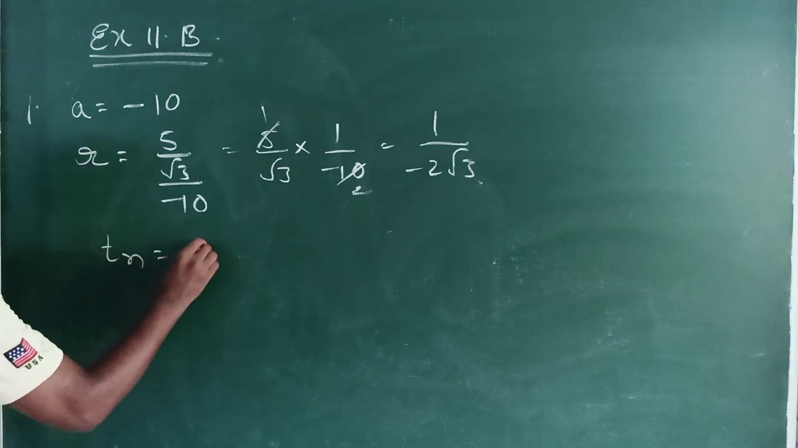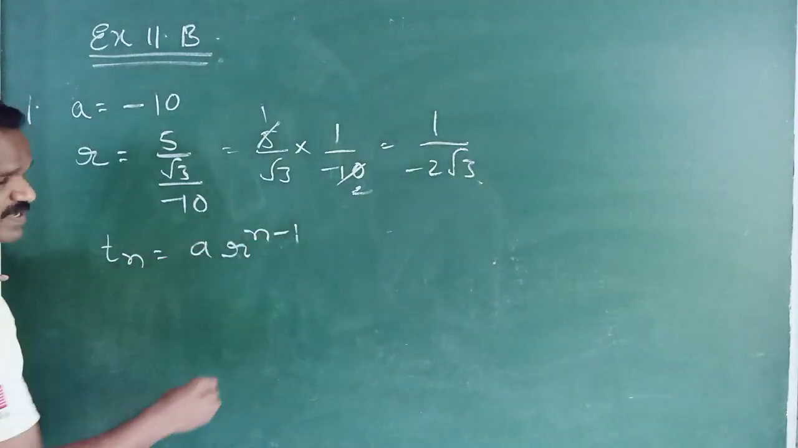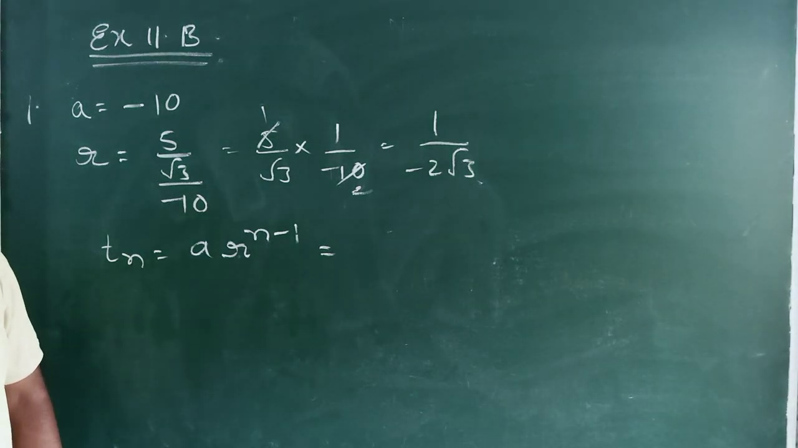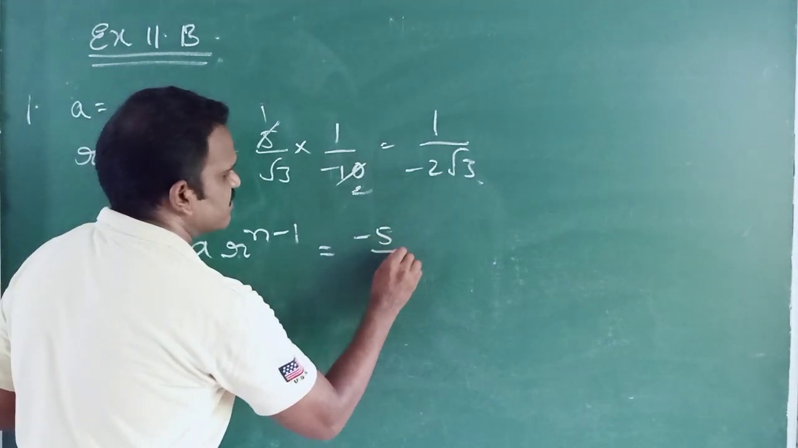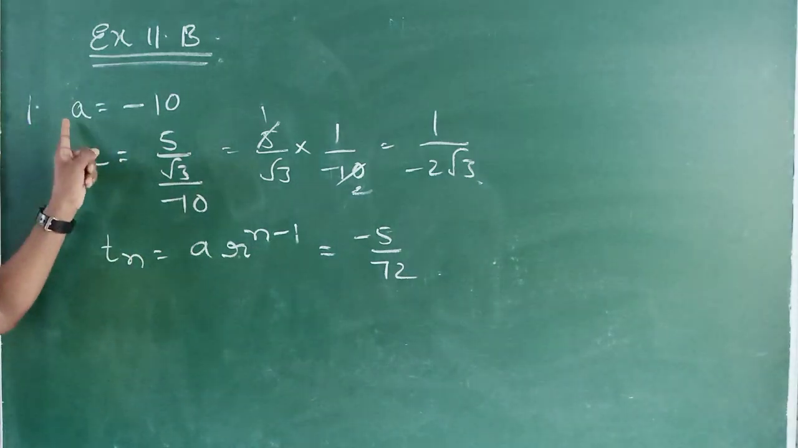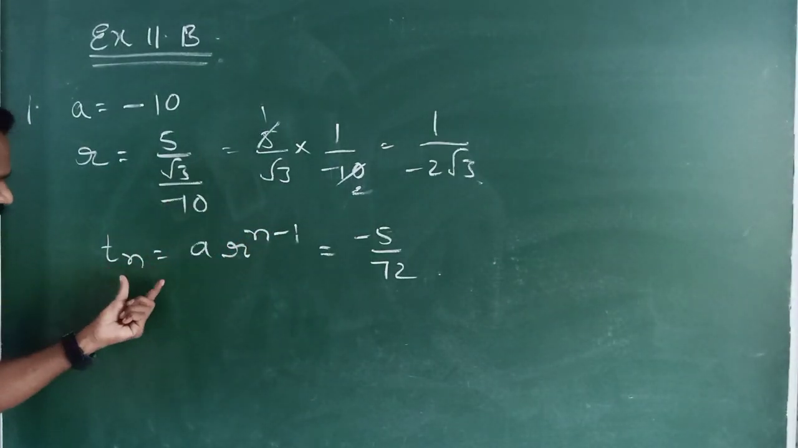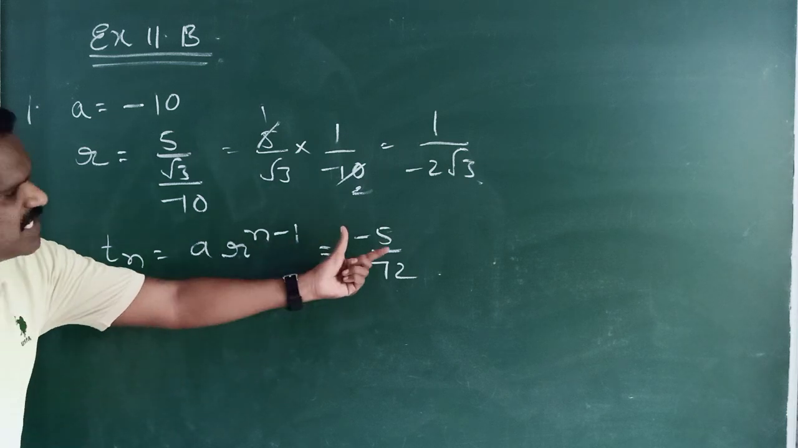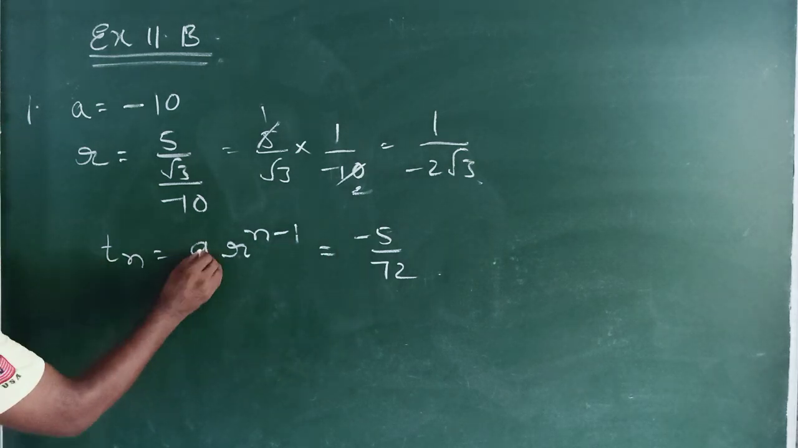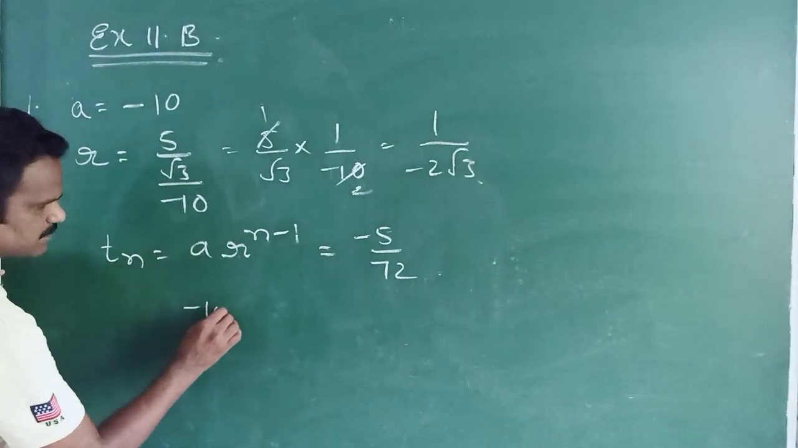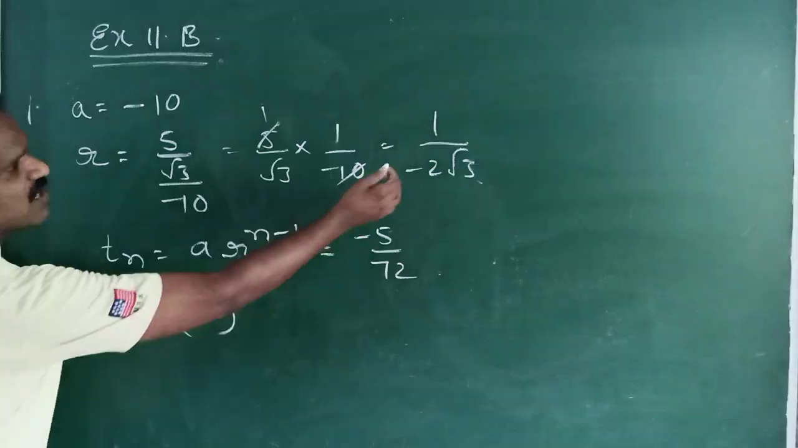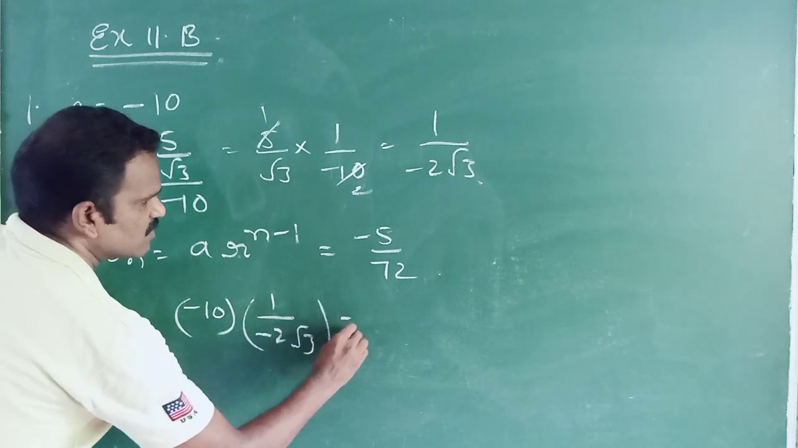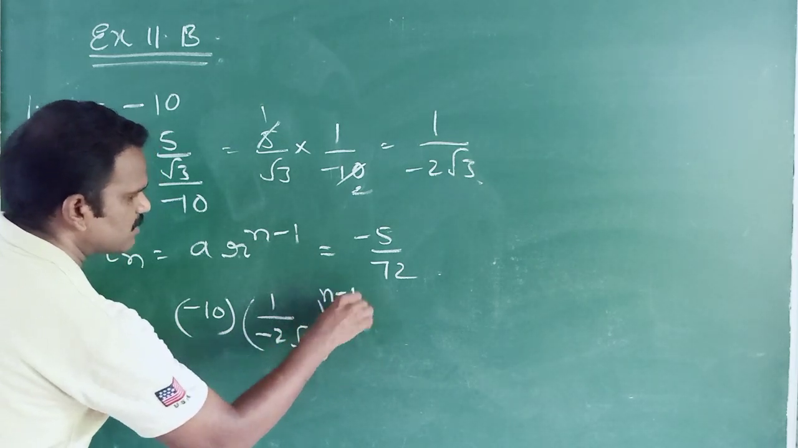Tn is equal to A into R to the power of n minus 1. That is equal to Tn. How much did he give? He gave it as equal to -5/72. Okay, we found the A value, we found the R value. Tn is equal to A into R to the power of n minus 1. So Tn value he gave as -5/72. So let us find, A means -10 into R. R, how much did we get? 1/(-2√3) to the power of n minus 1.